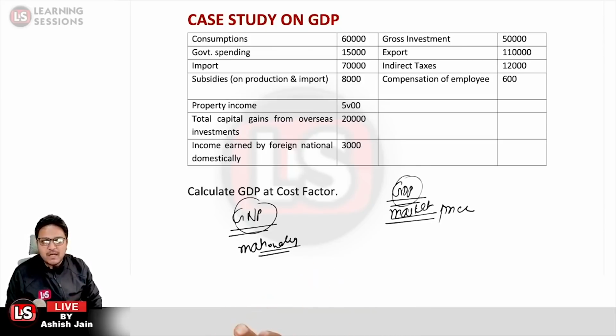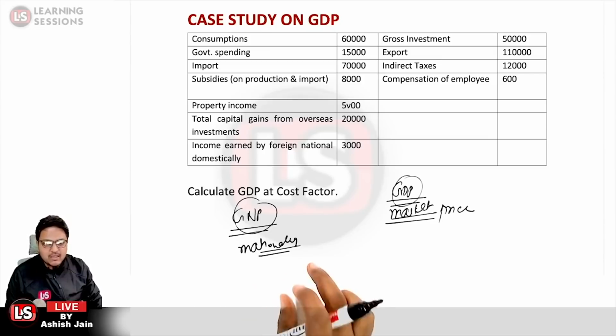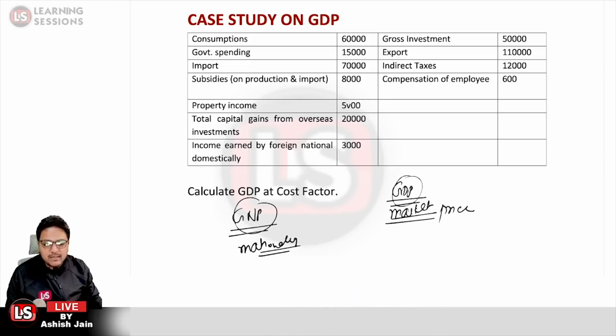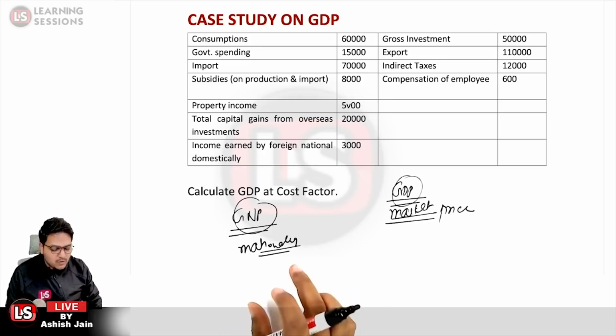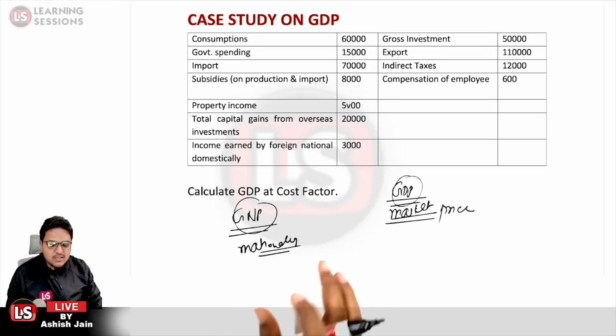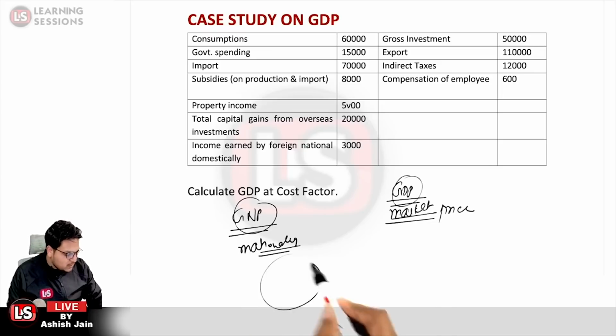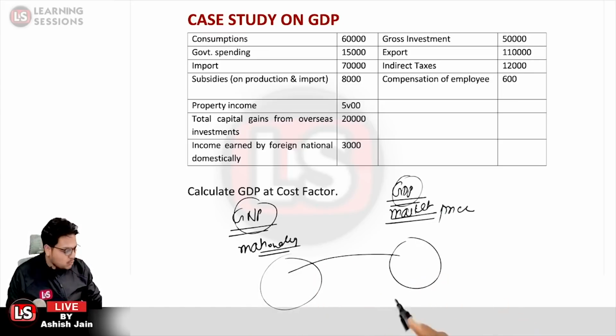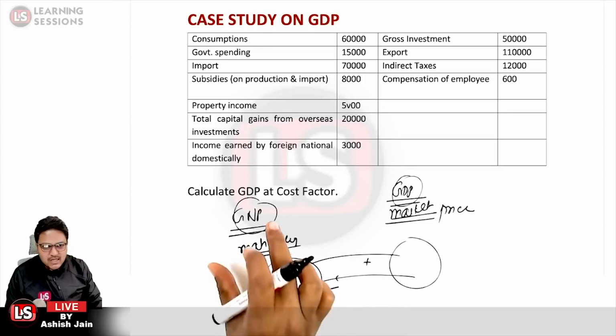So in that particular part, we do consider the income or the capital gains which we have received overseas, and also we need to subtract the payments or the capital gains which have been earned by the foreign nationals domestically. So whatever amount our citizens have earned overseas is to be added up, and whatever the foreign residents have earned domestically is to be subtracted. So that is a nationality concept.